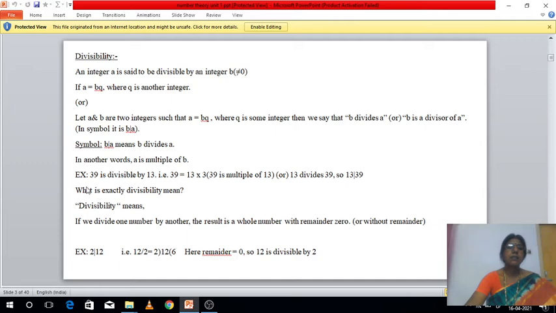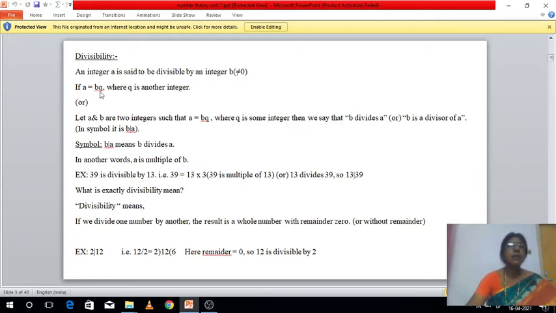See this example: 39 is divisible by 13. That is, 39 can be written as 13 into 3. So 39 is a multiple of 13. This means 39 is 13 into some value. Here, a is equal to b into some value, so we say b divides a. Since 39 is 13 into some value, 39 is divisible by 13, or a multiple of 13, which means 13 divides 39.